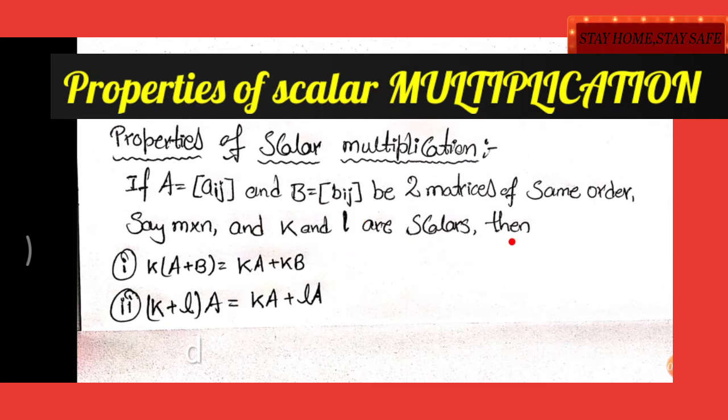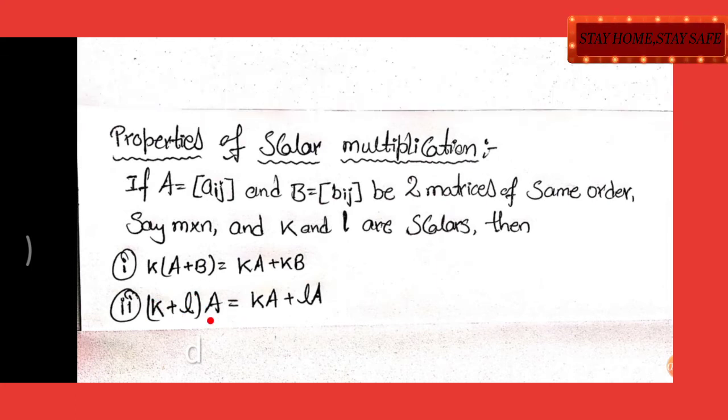Then k into (A plus B) is kA plus kB. It is the distributive property, my dear friends. You must have studied in elementary studies that k gets equally distributed to A and B. So kA plus kB. And the same applies here: we have two constants, the sum of two constants into matrix A, that is (k plus l) into A, so kA plus lA. It will be equal.